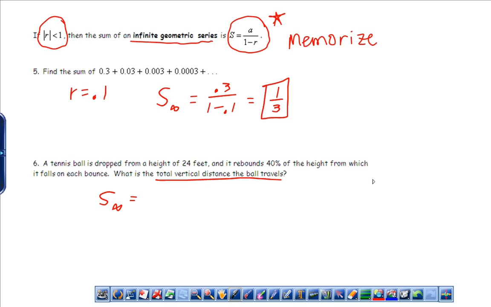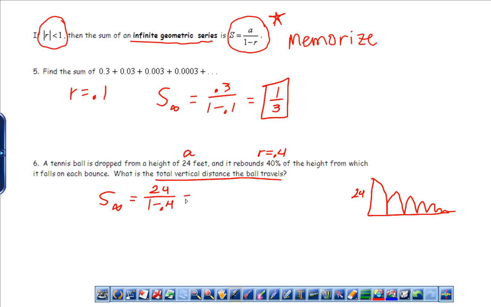So let's think about this. I'm going to actually draw a picture. Here's the initial height that we have, 24. It bounces and it goes back up and it bounces, and every time it's 40%. So I don't know if my picture is very accurate, but you get the idea. Okay, so the first time it falls is 24. That's your a term. What is your r? The 40%, really 0.4. So 1 minus 0.4.